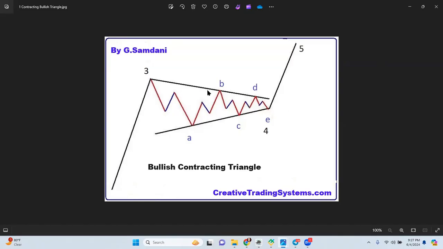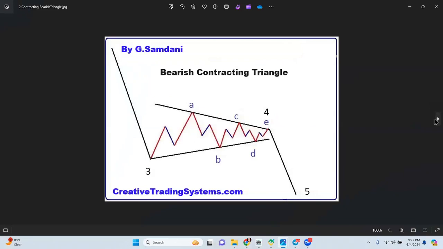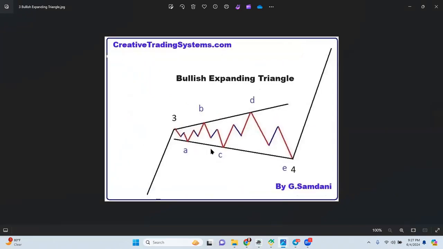1, 2, 3, 1, 2, 3, 1, 2, 3. Basically, it's like A, B, C, A, B, C, so 3, 3, 3, 3, 3. That's the internal structure for the contracting triangle. Now, the expanding one is small at first and then expands. Let me show you how the expanding triangle is just the opposite.